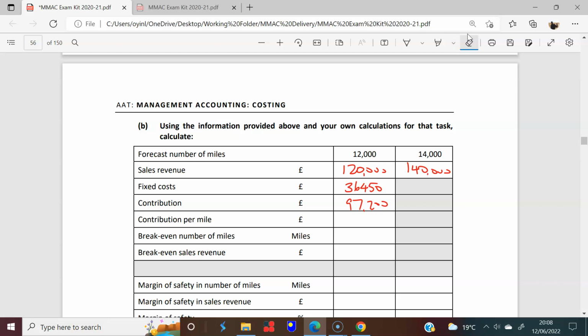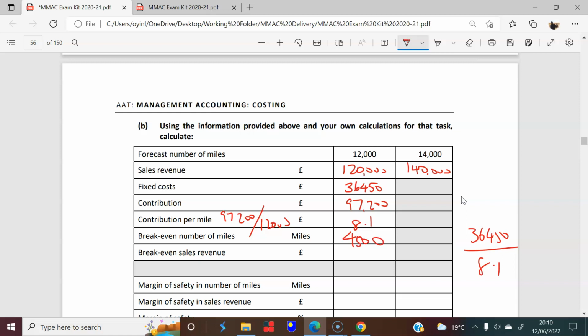97,200 divided by 12,000, which is £8.10. So you're making £8.10 contribution on every mile, and you have to cover a fixed cost of 36,450. So the break-even number of miles will be the 36,450 divided by 8.1. Divide those two, and you get 4,500 miles.